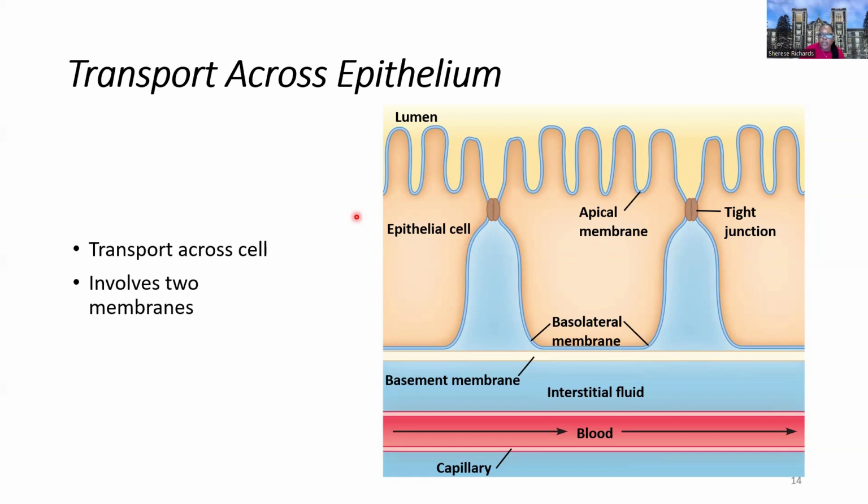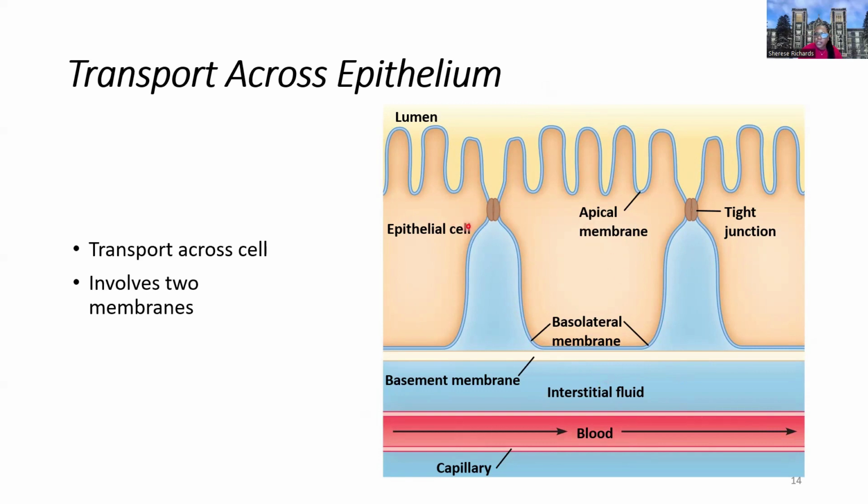So if you look at an epithelial cell, for example, here's the apical surface of the cell facing the lumen of this tract. Let's say this is the gastrointestinal tract, for example. So the apical surface faces the lumen. This is where your food contents would be. The basolateral surface faces the basement membrane, which faces the underlying blood vessels and capillaries, okay?